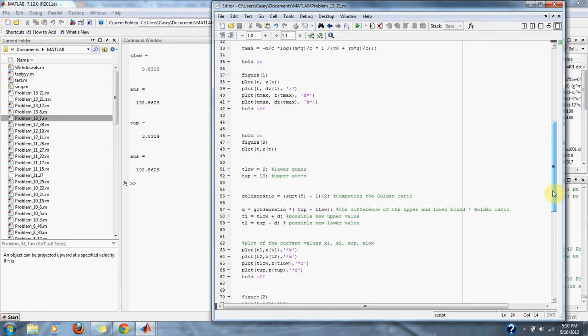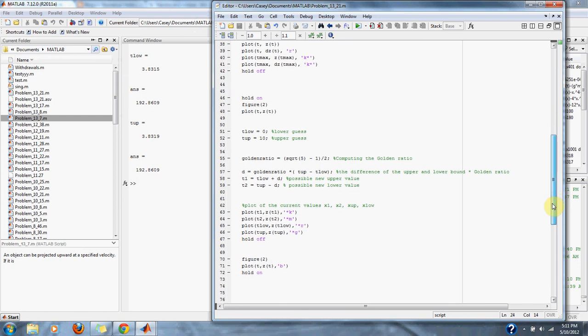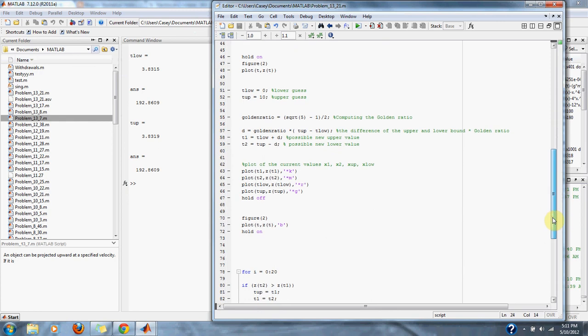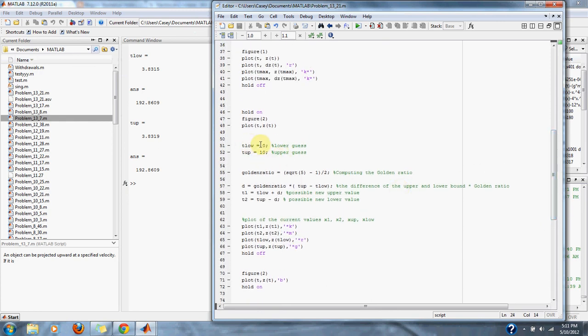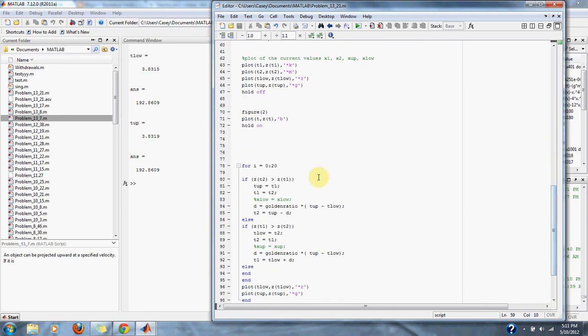So, for the next part, it wants us to solve it with the golden ratio, or golden section search. We set that up with our t lower equal to 0 and our t upper equal to 10, just as the problem said. We find the golden ratio, set up the equation, and then implement it for 10 iterations, because 10 iterations will get us within 1% of the correct answer, or the correct maxima.